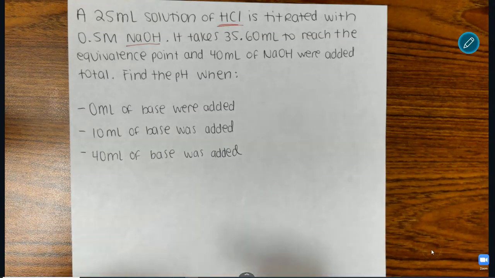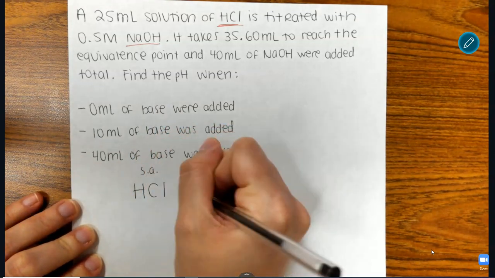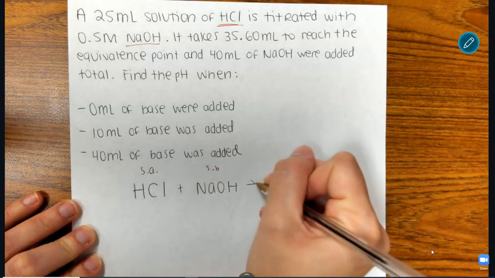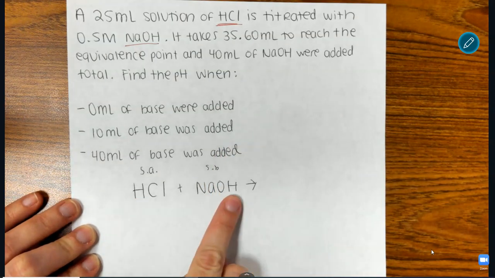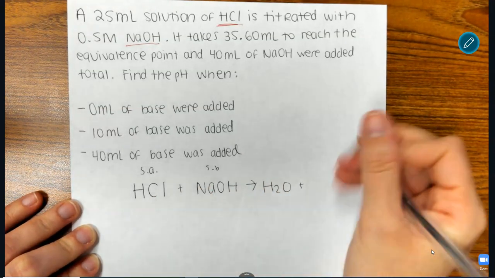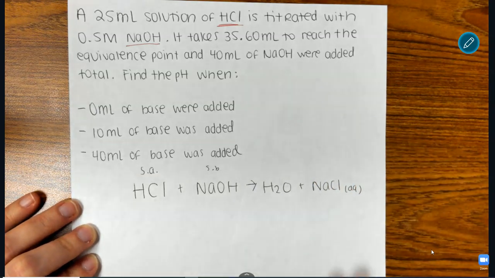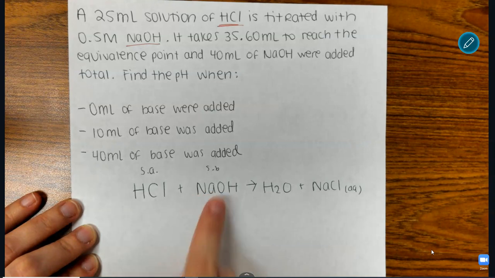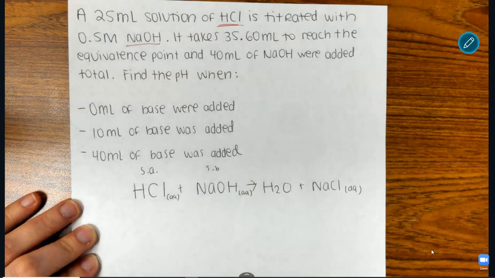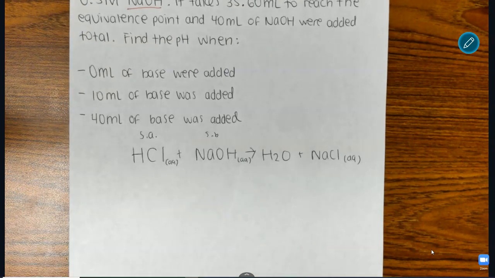So it is HCl, which is a strong acid, plus sodium hydroxide, which is a strong base, and that's going to make H goes with the OH, so water, and sodium chloride, so salt. Salt is aqueous, and because these are strong acids and strong bases, they're fully aqueous. When something is aqueous, it will fully dissociate in water, which means the ions separate.